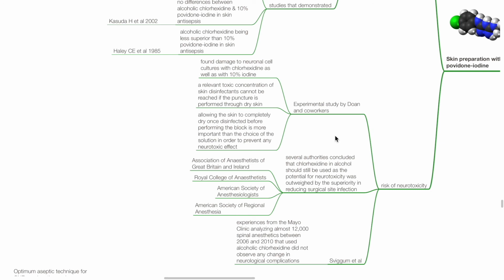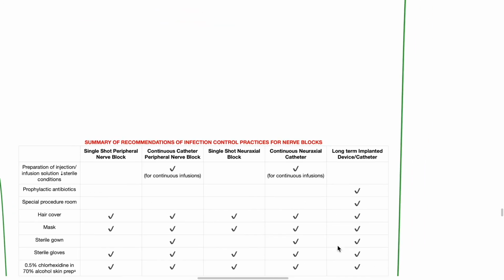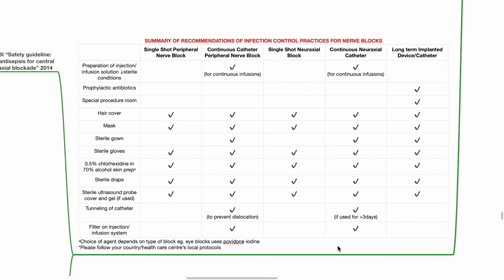Several authorities concluded that chlorhexidine in alcohol should still be used as the potential for neurotoxicity was outweighed by the superiority in reducing surgical site infection. Experiences from the Mayo Clinic analyzing almost 12,000 spinal anesthetics that used alcoholic chlorhexidine did not observe any change in neurological complications. Summary of recommendations of infection control practices for nerve blocks.